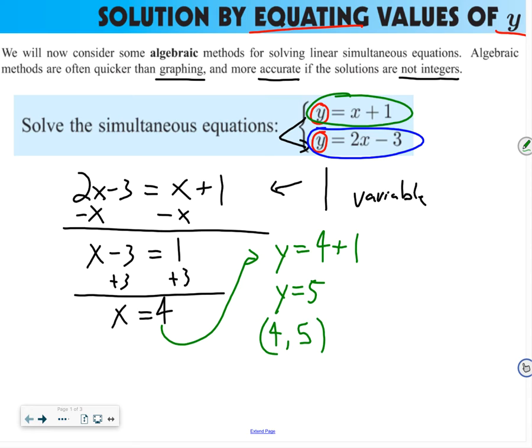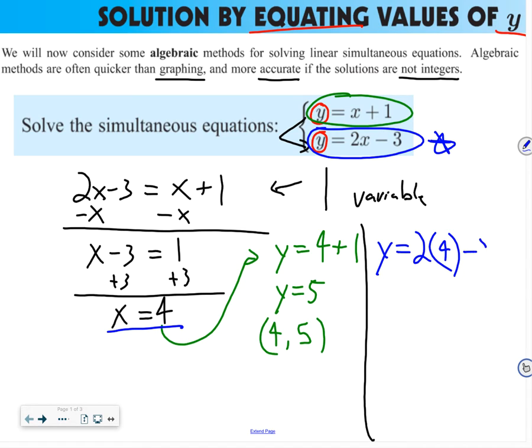Okay. Notice it shouldn't matter which equation you choose to plug your x back into. So I'm going to show you here, if we plug it into the second equation, we do y equals 2 times 4, since x was 4, minus 3. 2 times 4 is 8, minus 3 is equal to 5. My y is equal to 5, the same solution we got here. Just to highlight the fact that it shouldn't really matter.